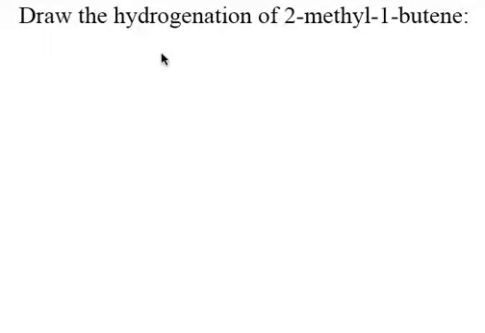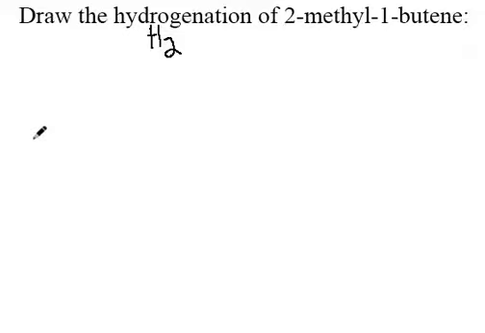In this video, we're going to look at the hydrogenation of 2-methyl-1-butene. Hydrogenation means we are adding hydrogen to the molecule, and in this case it's an alkene. So we're adding molecular hydrogen, which is H2. What we want to do is start by drawing our alkene.